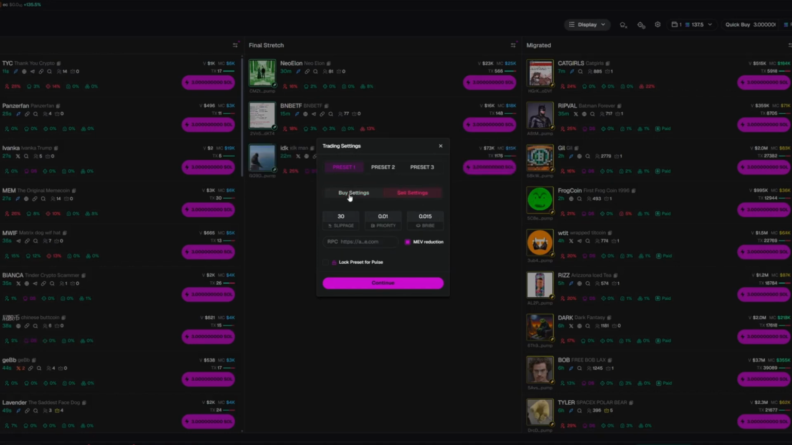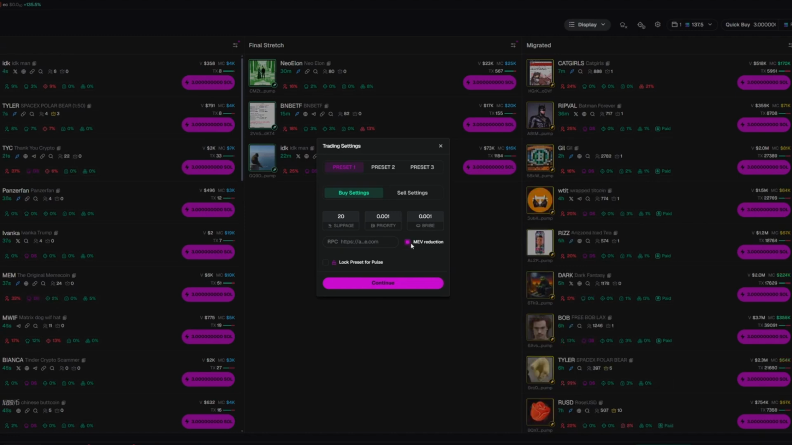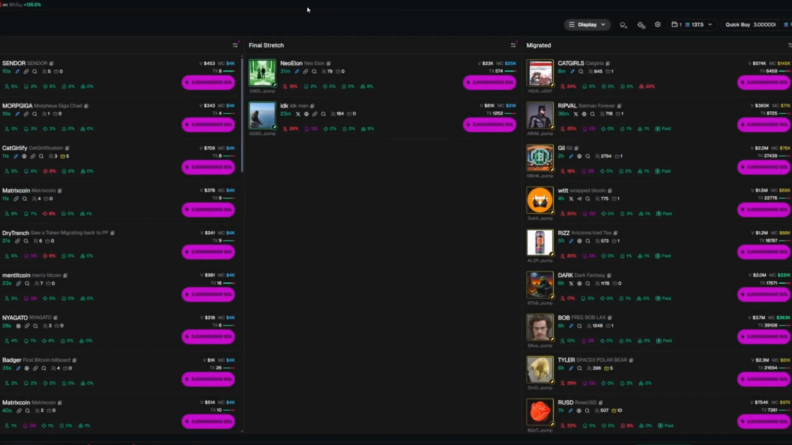Sell settings, do the same thing as buy settings. You can turn off MEV protection. A lot of people who trade below 1 SOL are turning off MEV because it can eat your fees as well.